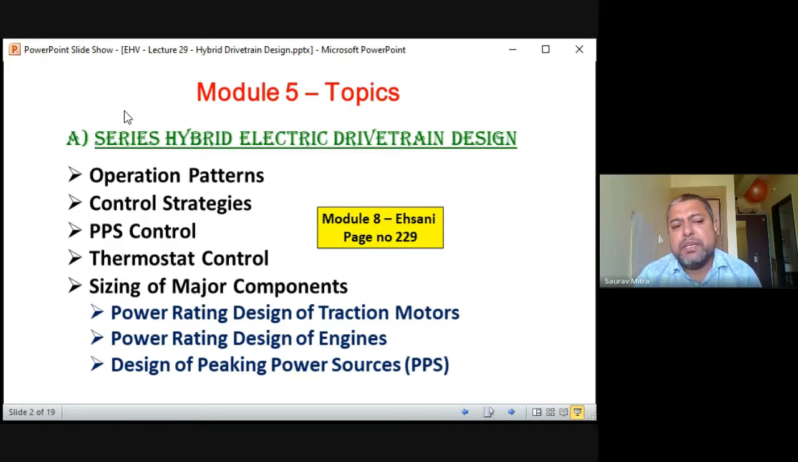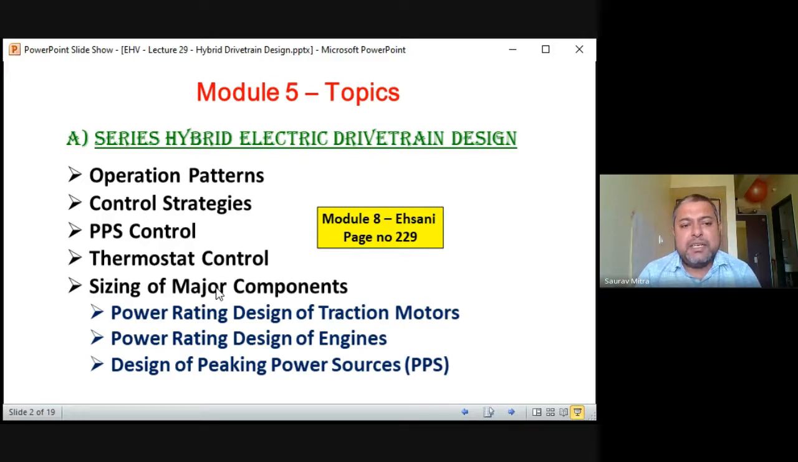We will not be able to finish maybe, because operating patterns and control strategies are also quite big topics. So operating pattern, control strategy, PPS control, and in control actually there are two topics, PPS control and thermostat control. Thermostat control is quite easy, so PPS control we will try to see today as much as we can. And next day we will see thermostat control and then sizing of major components. So in sizing actually there will be the design procedures. That means how to decide the size for the electric motor, size for the battery, size for the engine, size for the peak power source. All these sizing considerations will come in the latter part of this topic.